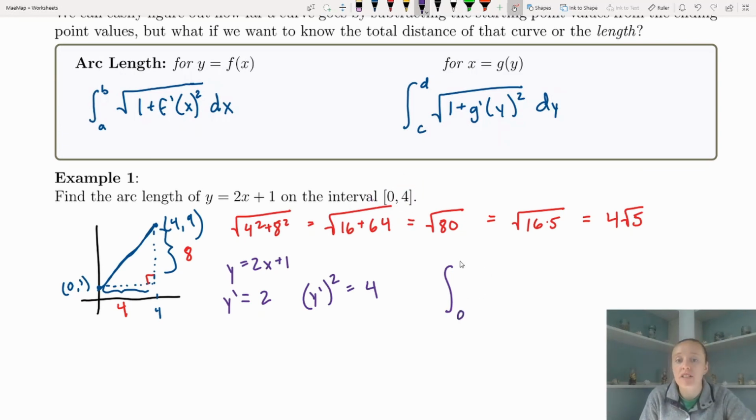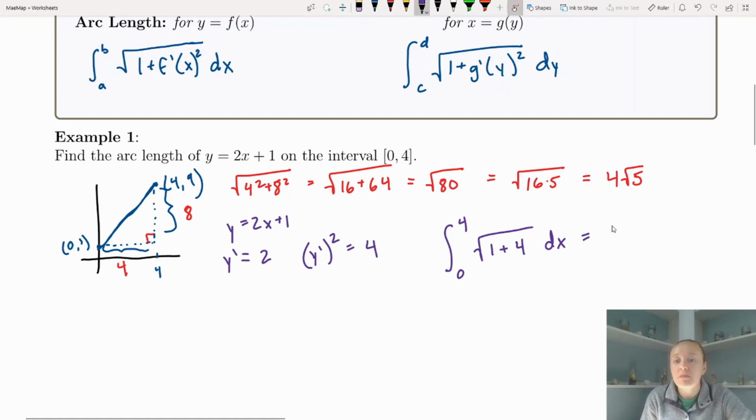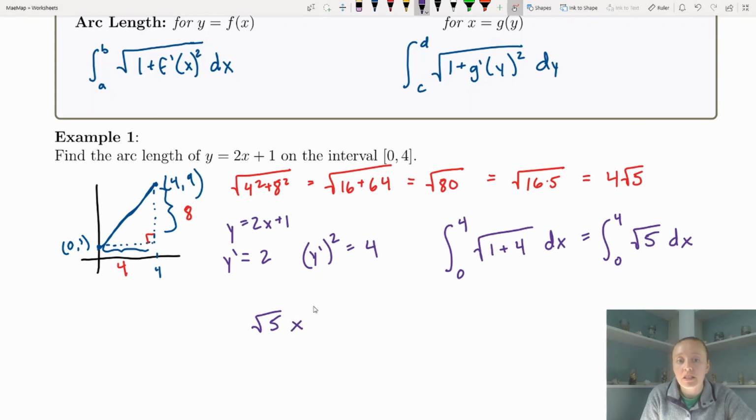So the lower bound is 0 to 4, and then we have the square root of 1 plus, we already did a little bookkeeping, we know what f prime of x squared is, that's our y prime squared, which is 4, and we're integrating this with respect to x. So this simplifies down, the square root of 1 plus 4 is the square root of 5, and we're integrating that with respect to x. So we get the square root of 5 times x from our bounds 0 to 4.